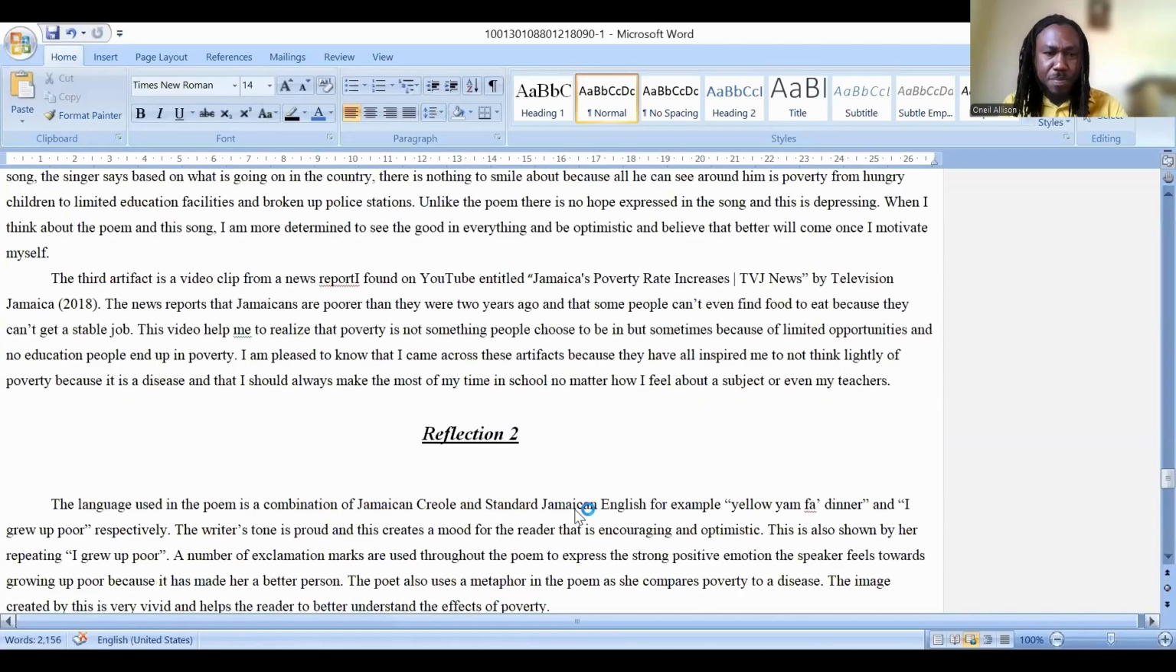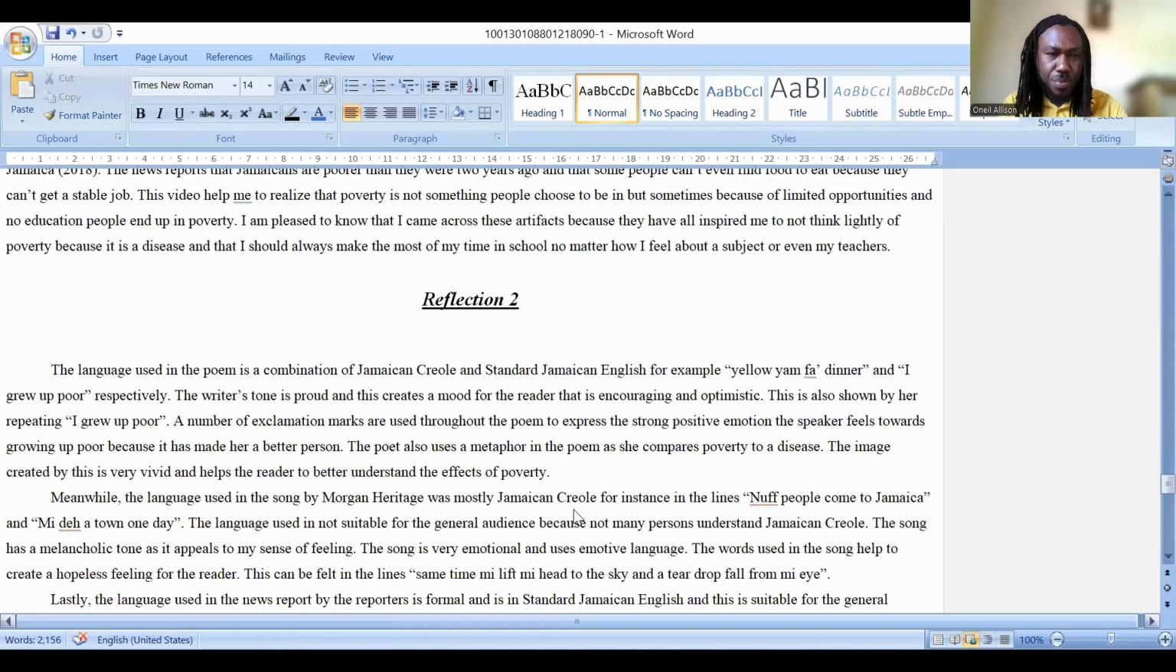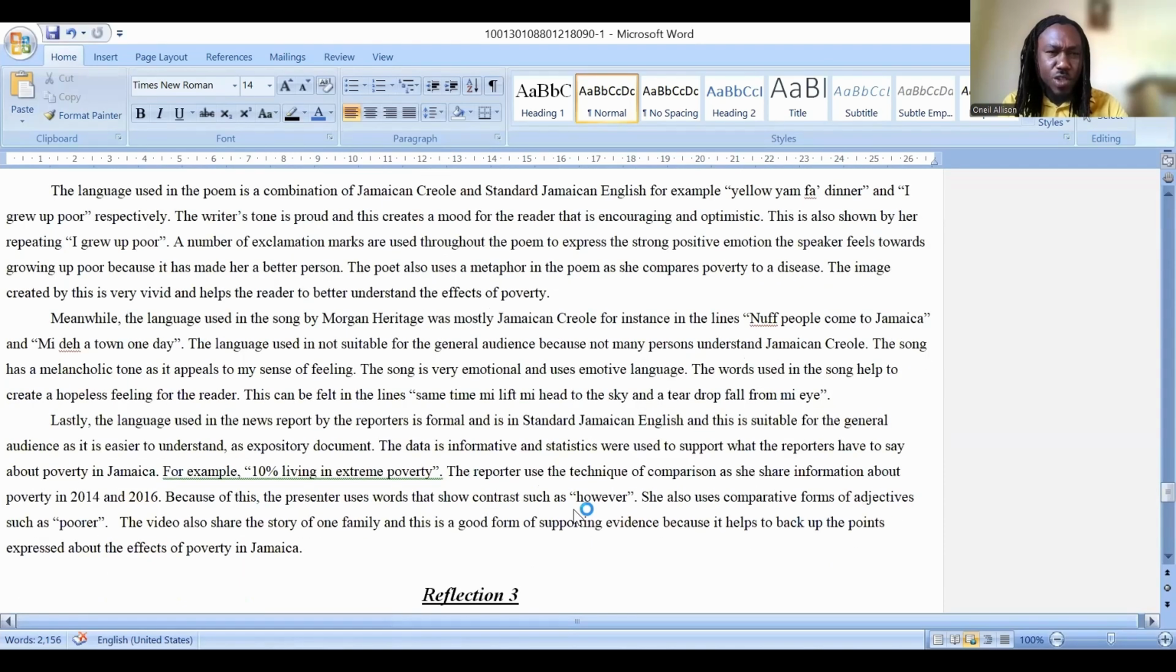Sample SBA. Okay, reflection two. So the language used in the poem is a combination of Jamaican Creole and standard Jamaican English. For example, "yellow yam for dinner" and "I grew up poor," respectively. The writer's tone is proud, and this creates a mood for the reader that is encouraging and optimistic. So technique, effect, let's continue.